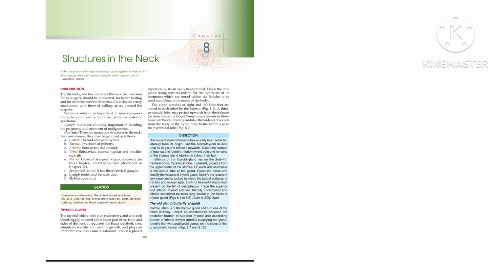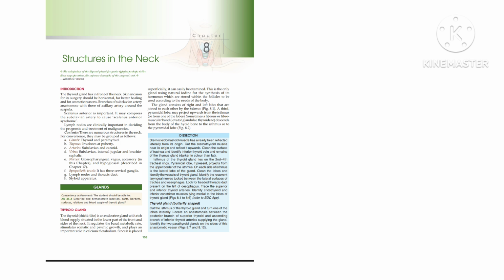Contents. There are numerous structures in the neck. For convenience, they may be grouped as follows: A. Glands, thyroid and parathyroid. B. Thymus, involutes at puberty. C. Arteries, subclavian and carotid. D. Veins, subclavian, internal jugular and brachiocephalic. E. Nerves, glossopharyngeal, vagus, accessory, in this chapter, and hypoglossal, described in Chapter 17. F. Sympathetic trunk. It has 3 cervical ganglia. G. Lymph nodes and thoracic duct. H. Styloid apparatus.